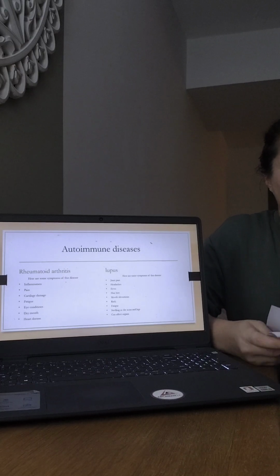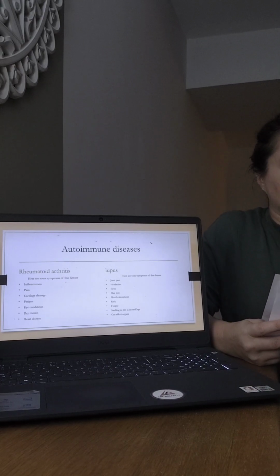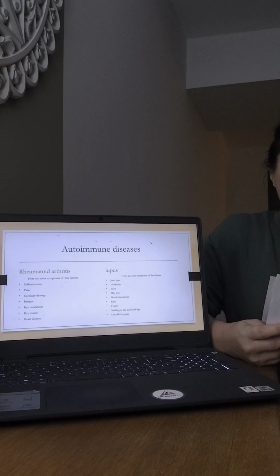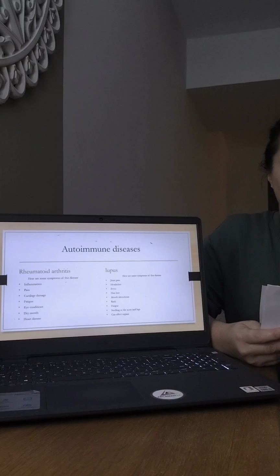Today I'm going to be discussing autoimmune disease, rheumatoid arthritis and lupus. Rheumatoid arthritis, RA, is a chronic disease that attacks the tissues and joints on both sides of the body, known as the synovium, which leads to inflammation, pain, fatigue, cartilage damage, eye conditions, dry mouth and heart disease. Symptoms can vary from person to person, but it will affect the individual's daily life. For example, stiffness in the morning after sleeping overnight and sitting for long periods.